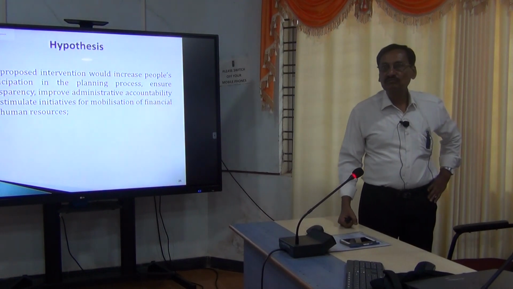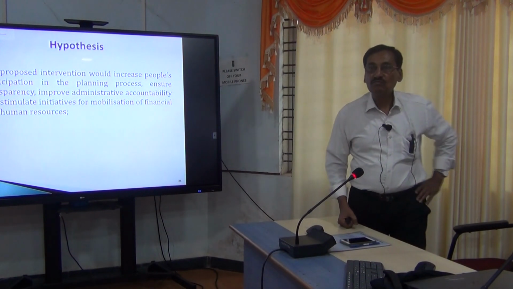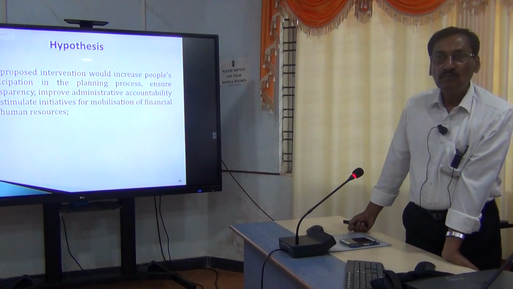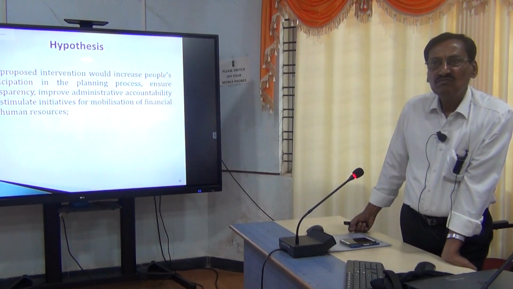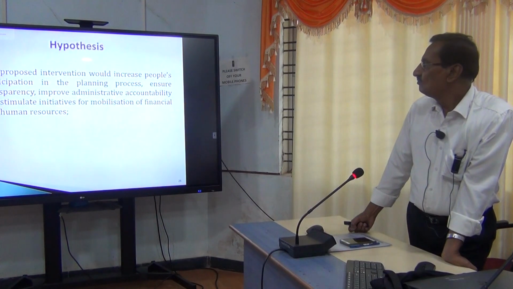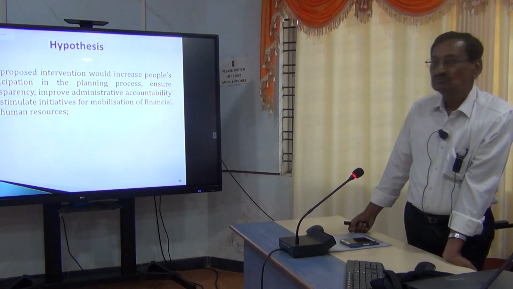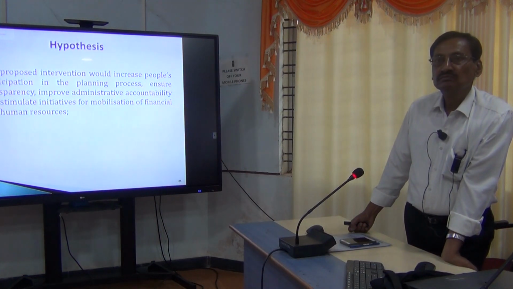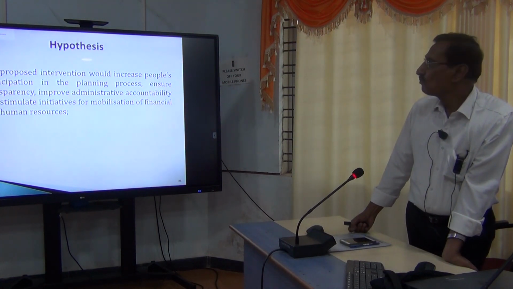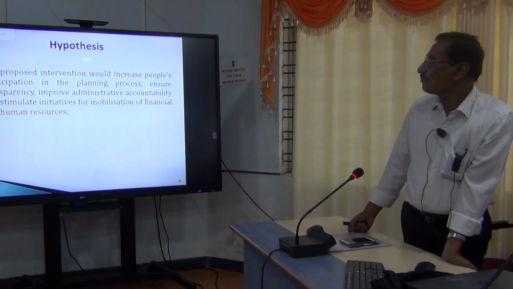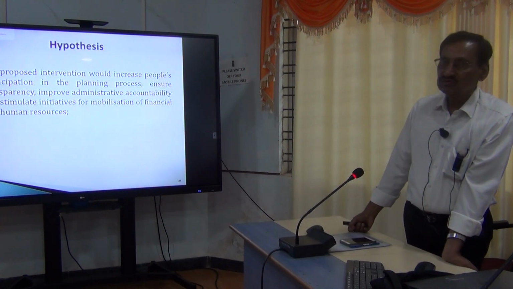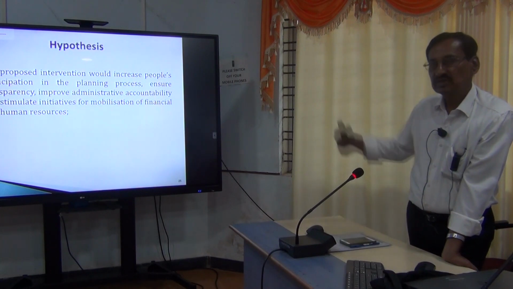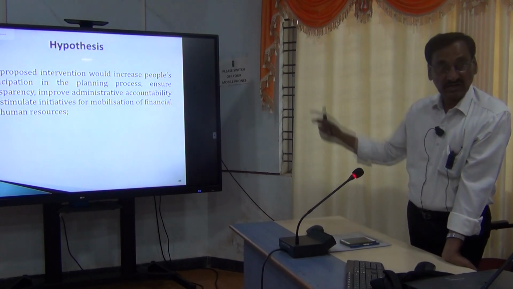Yeah. Sir, here the two variables you might have taken are one, the proposed intervention, and the other, people's participation. So is it the right combination of variables? The variables you have taken are the proposed intervention and the next variable is people's participation to test. That will be there. Is it? It will be there in our study, in our action.